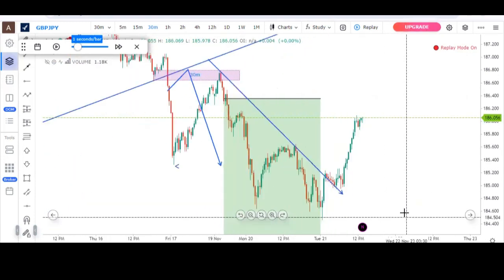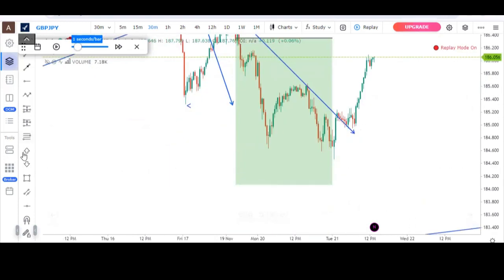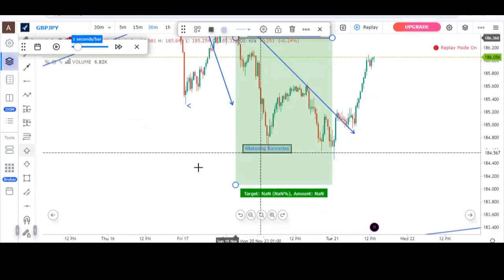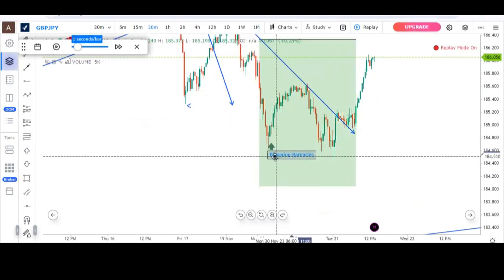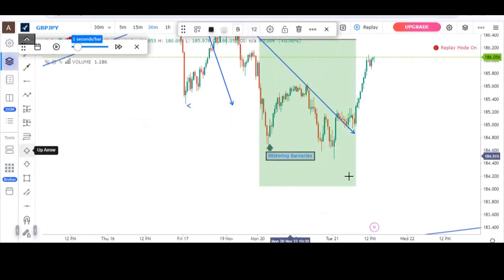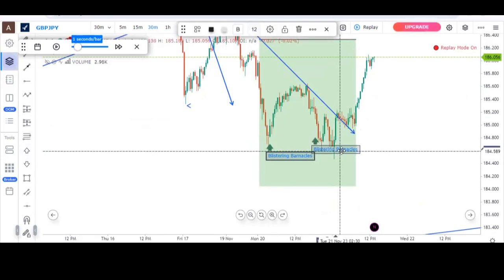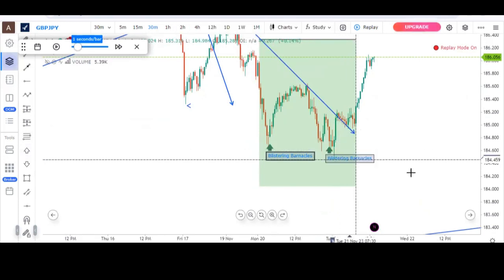You can see the market gave me a double top right here. You can see how the market gave me a double top for me to know that this market wants to start pushing up.